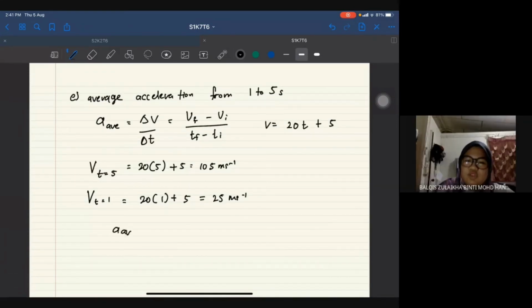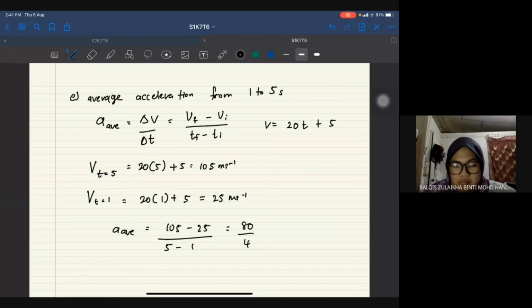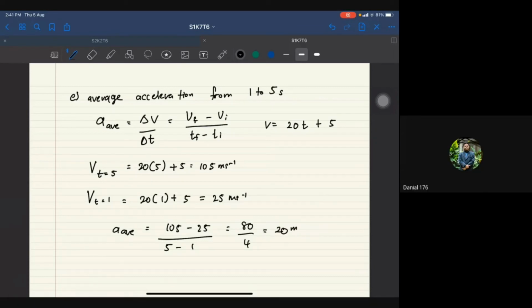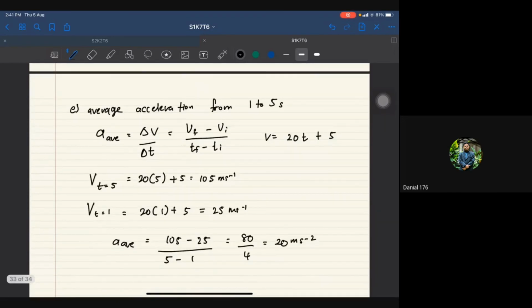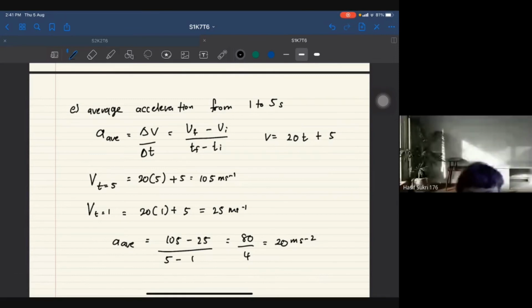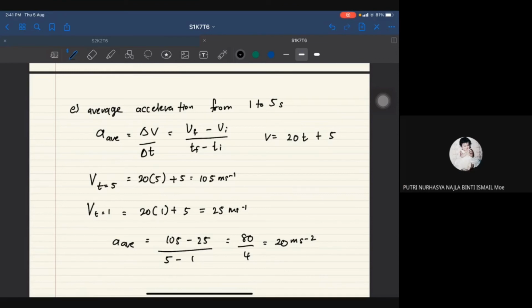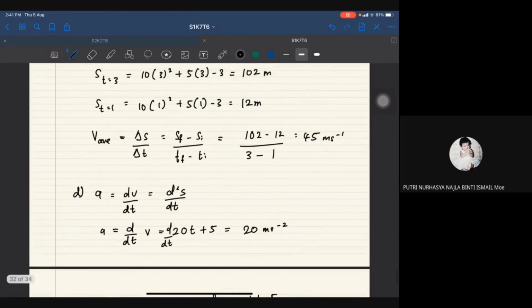So, A average is equals to 105 minus 25 divided by 5 minus 1, which turns out to be 80 divided by 4, which is 20. So, the average acceleration is 20. The instantaneous acceleration is 20. Make sense ke tak? Pelik ke tak pelik? Tak pelik. Okay, so tak pelik. Apa punya soalan pun saya tak tahu. Saya pun tak tahu kenapa saya tanya pelik ke tak pelik.